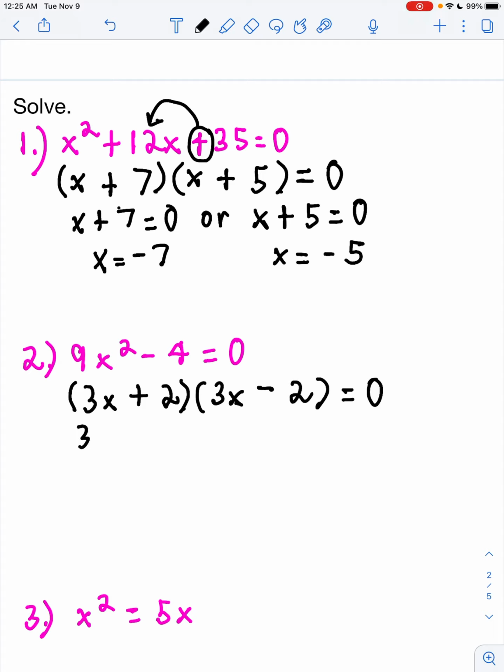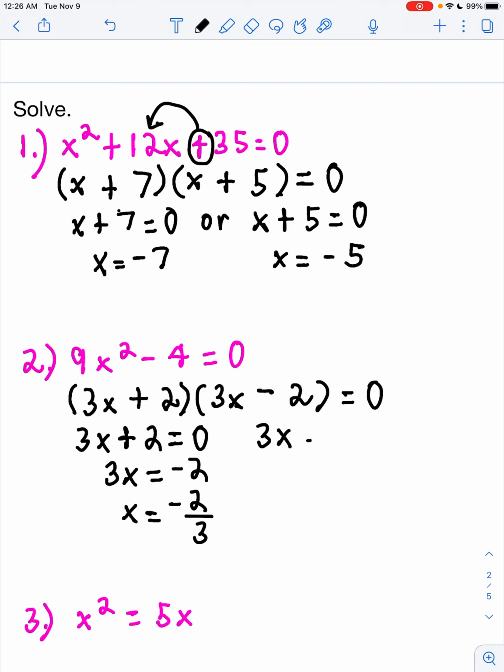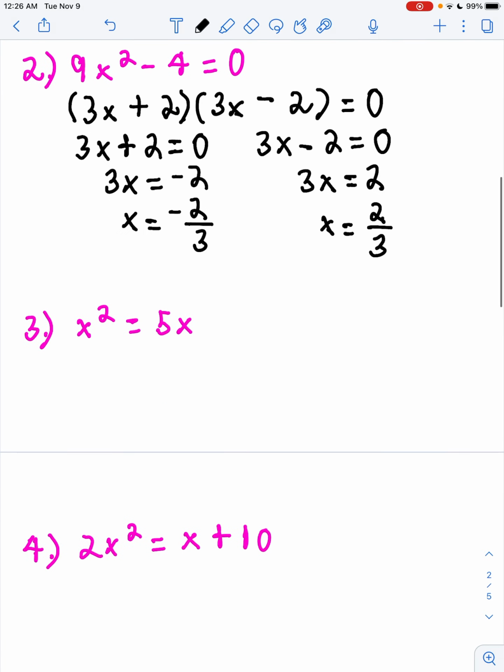At this point, we set each factor equal to 0, and we solve. So we'd get 3x equals negative 2 and x equals negative 2/3 from the first factor. The second factor we would set equal to 0, and we'd get 3x equals 2 and x equals positive 2/3. So 2 roots, positive and negative 2/3. Let's take a look at the next one.